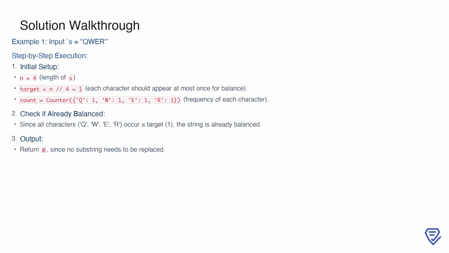Here, we start with example 1, where the input string is QWER. First, we calculate some initial values. The length of the string, n, is 4, and the target frequency for balance is calculated as n/4, which gives us 1. Next, we compute the frequency of each character in the string using a counter, and we find that each of the characters Q, W, E, and R occurs exactly once. Since all character frequencies are less than or equal to the target of 1, the string is already balanced. Therefore, no replacements are needed, and the result is 0. This simple case establishes the baseline for how we determine balance in the string.